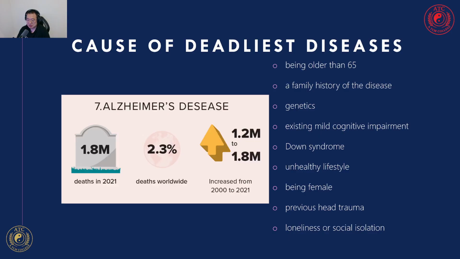It is thought to be a multi-factor, multi-risk factor, and multi-cause disease, such as being older than 65, a family history of the disease, genetics, existing mild cognitive impairment, Down syndrome, unhealthy lifestyle, being female, previous head trauma, loneliness or social isolation. Most of these causes cannot be controlled. For example, loneliness, social isolation. It's too hard to build an environment for social activities and also to solve the problem of loneliness. Even if we know the causes of Alzheimer's disease, we can do nothing.